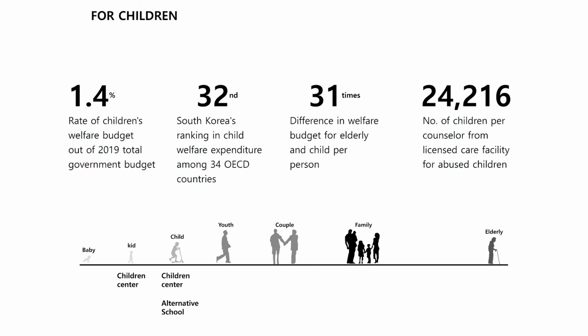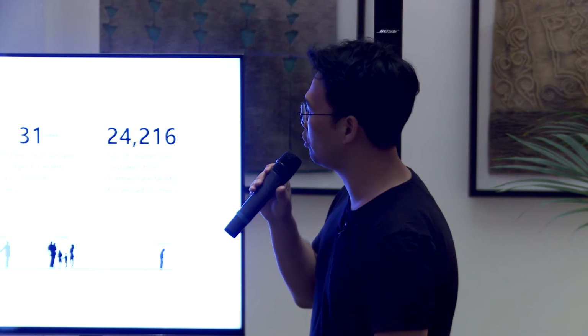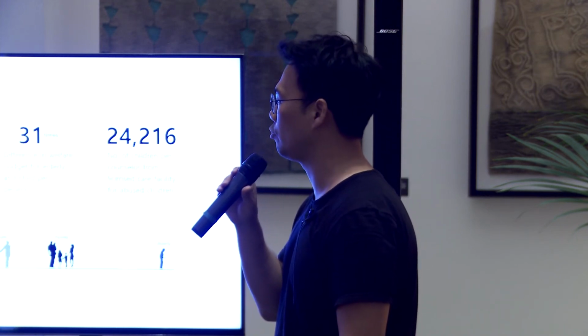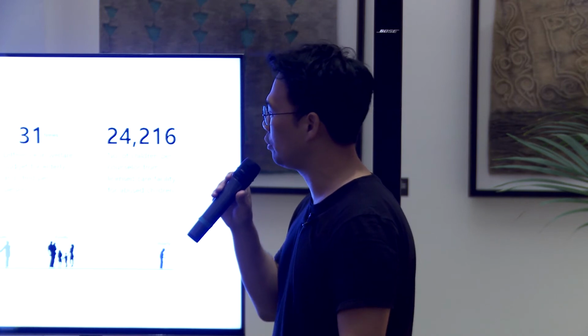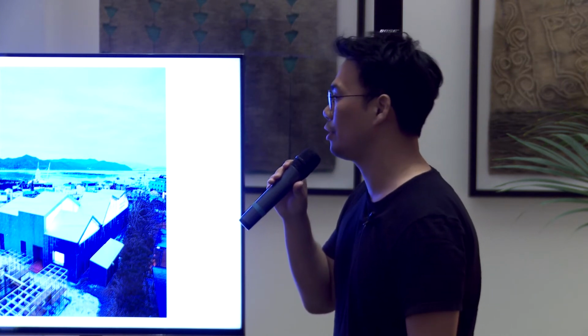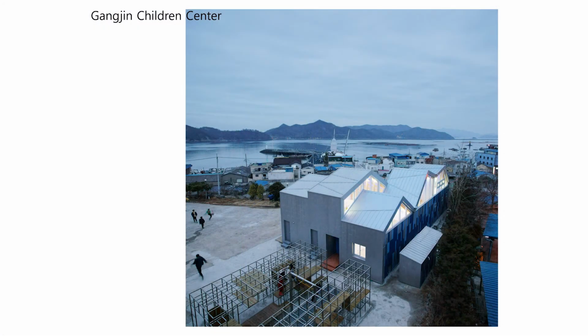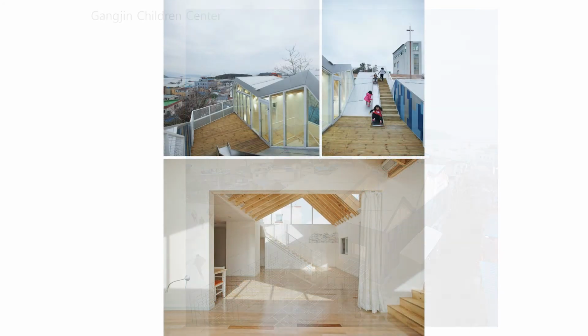The other area we have to be interested in is children. Some numbers show how much we invest in children. We use only 1.4% of GDP, ranking 32 of 34 OECD countries in budget. So we planned children's centers to care for children of low-income families after school. This is very important because it is almost only the government authority that cares for these children, especially in the local areas of Korea. So we tried to make something interesting for them.